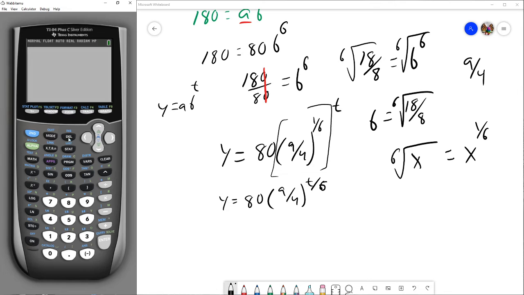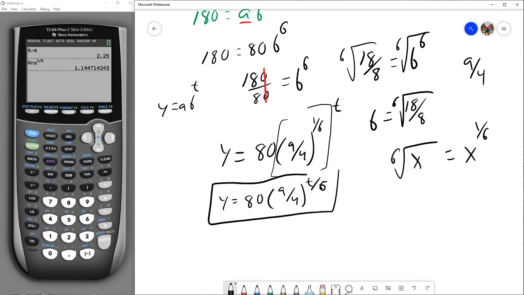In fact, we can look at that. Let's turn on this calculator. Alright, 9 over 4 is 2.25. Let's raise this to the 1/6. See, not a nice number, not in terms of writing it out, that is. So we definitely do not want to use that 1.1447 or whatever you round to. You want to use this 9/4 to the 1/6, and this actually looks like a very nice equation. So let's go ahead and box this. This is our answer right here. This is our model for this deer population.